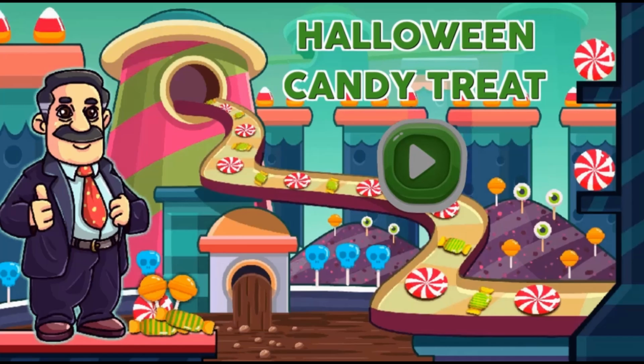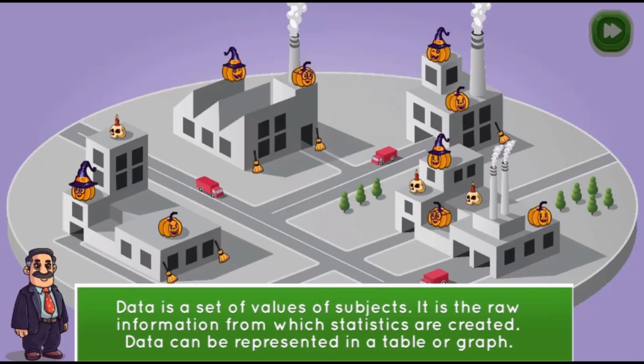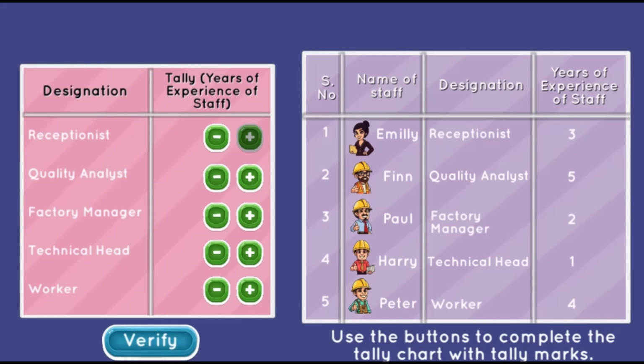Legends of Learning presents the Halloween Candy Treat Game. This is a math game that makes learning about structure of statistical data fun and easy to understand.